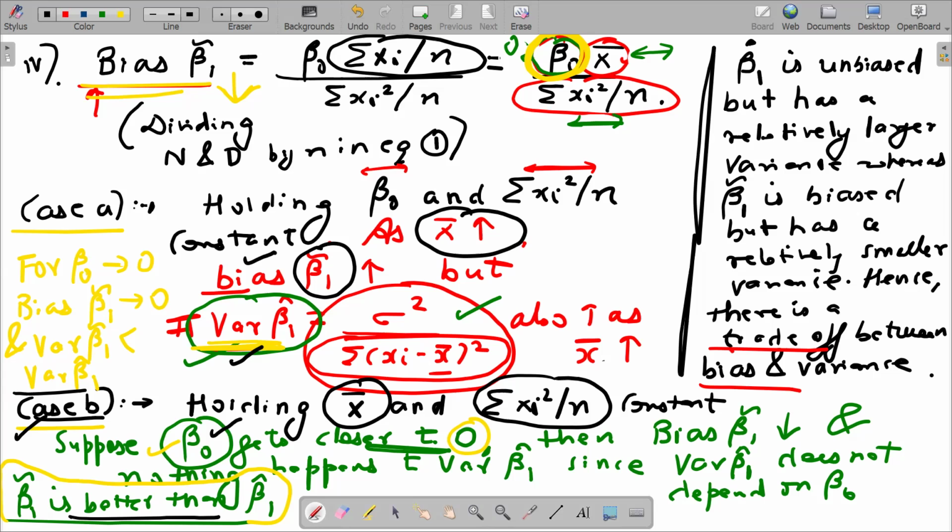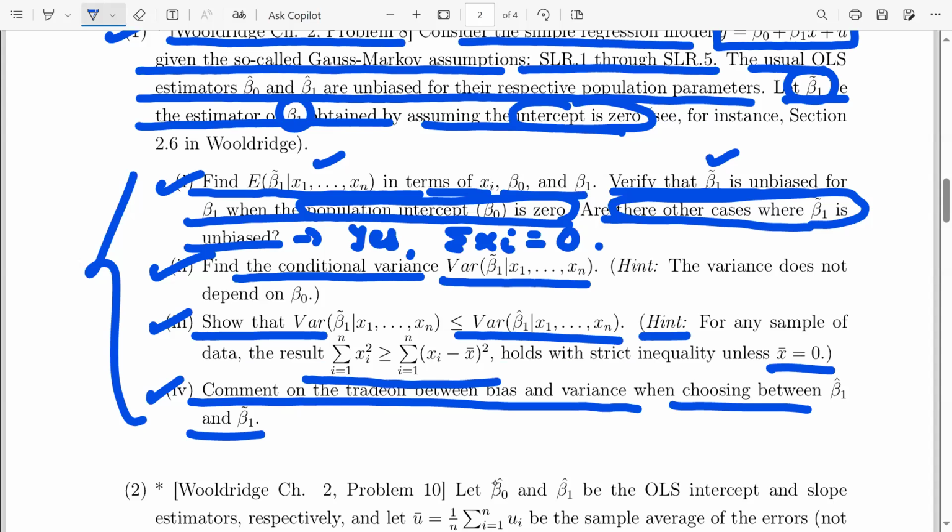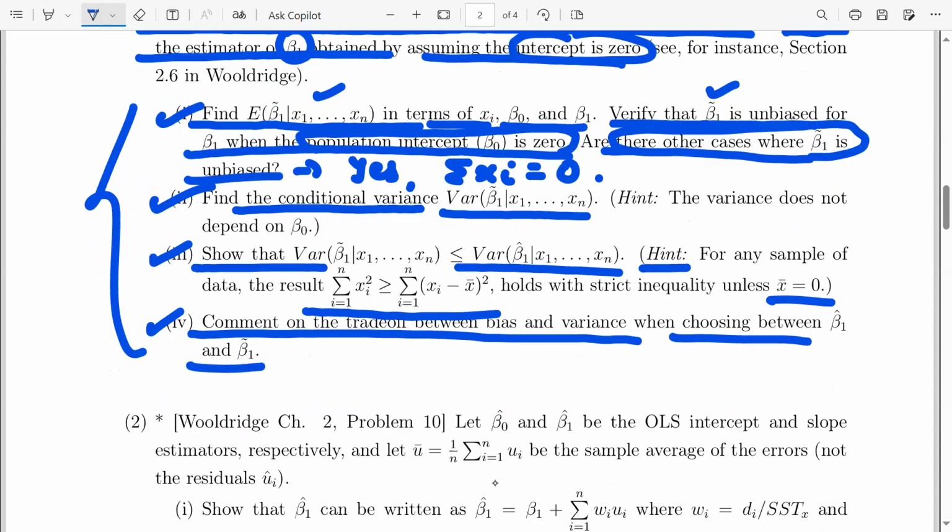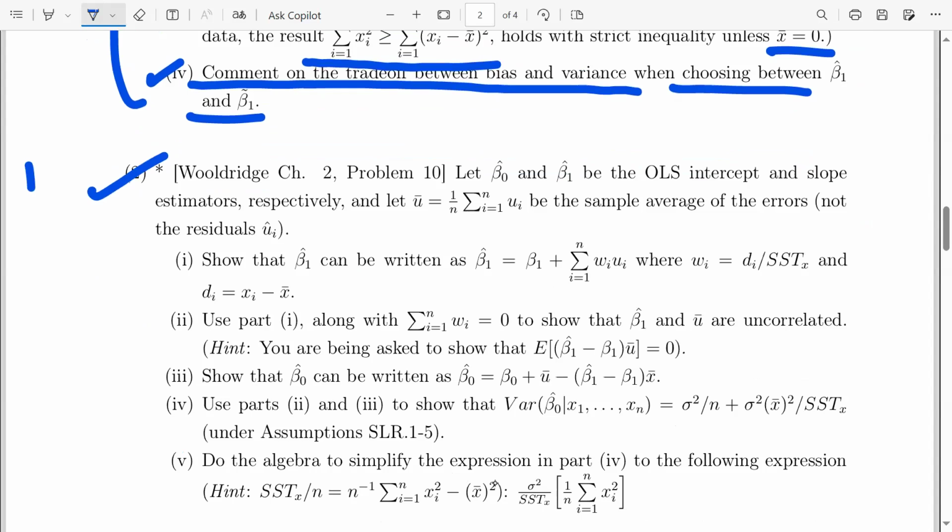Okay, so this is where I stop in this particular lecture. We are completely done with all these 4 parts, and question 1 is over. In the next lecture, I'm going to look at question number 2 from problem set 2 for the EC2C4 course. So I stop in this lecture.